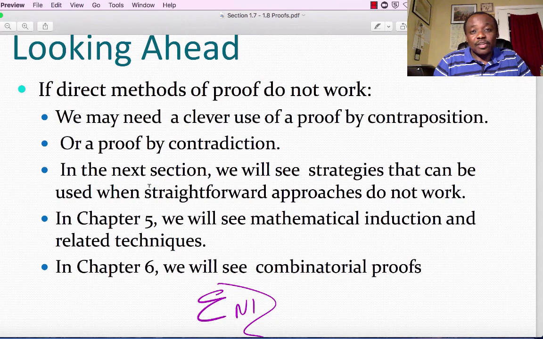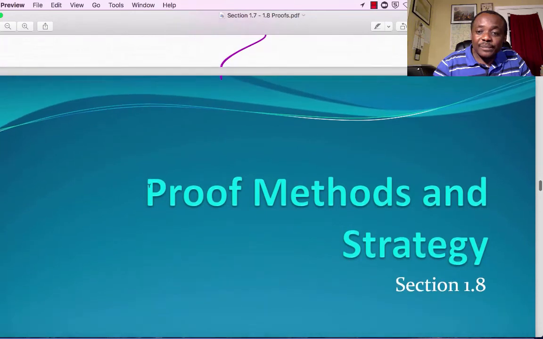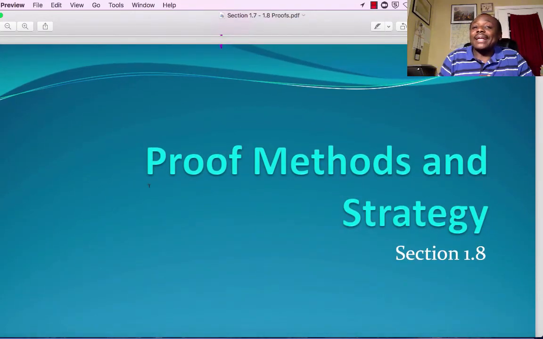We may not exhaust it in this class. This is discrete math. We have a lot of things to do. But in advanced calculus and abstract algebra, we would really go deep into mathematical induction. And if we have time in chapter 6, we might even look at some combinatorial proofs. That's interesting. So I look forward to seeing you in section 1.8, some proof methods and strategies.